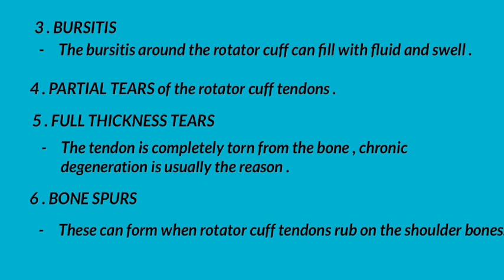Third injury is bursitis. The bursa around the rotator cuff can fill with fluid and swell. The fourth one is partial tears of the rotator cuff tendons. Fifth, full thickness tears. The tendon is completely torn from the bone. Chronic degeneration is usually the reason. The sixth, bone spurs. These can form when rotator cuff tendons rub on the shoulder bones.